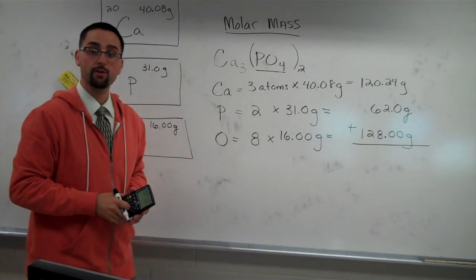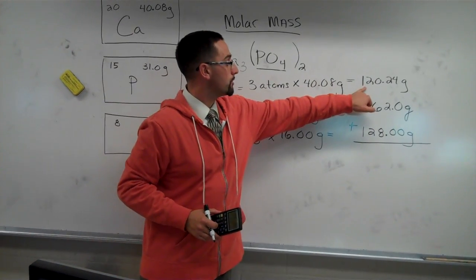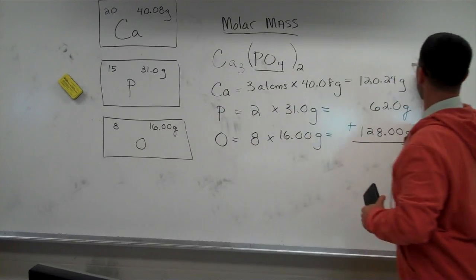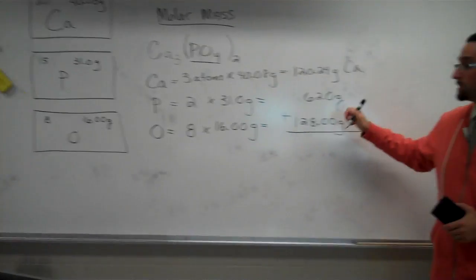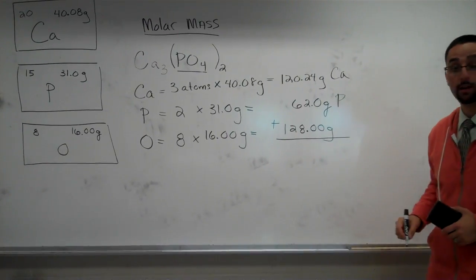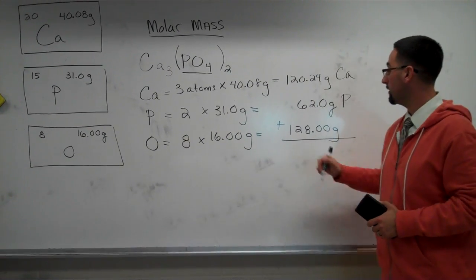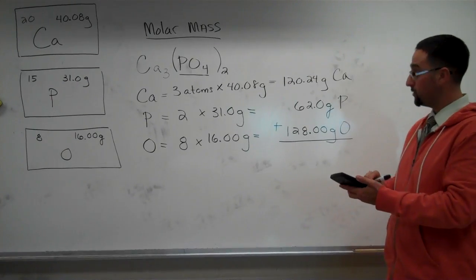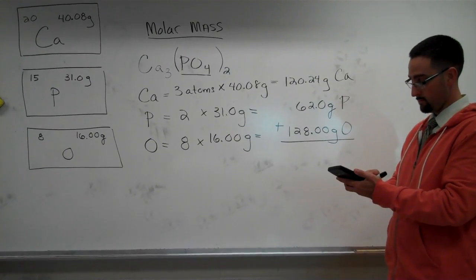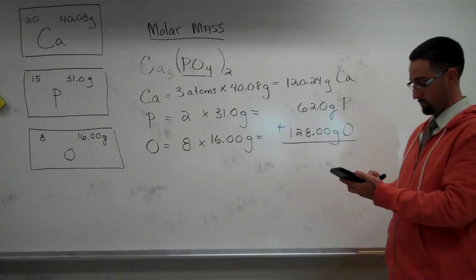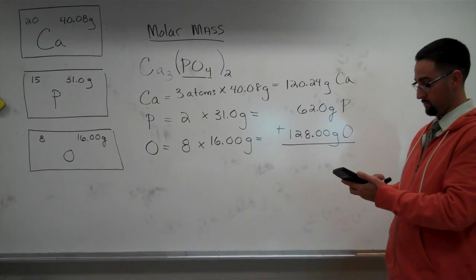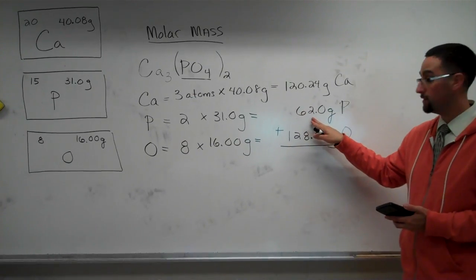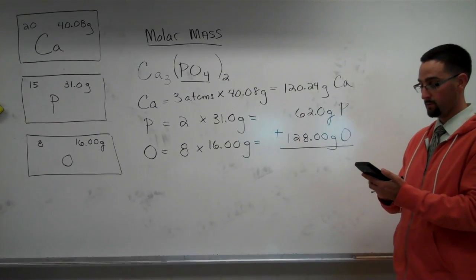Okay, to sort of backtrack here, 120.24 grams is from the calcium, 62 grams is from the phosphorus that make up the compound, and finally 128 grams is from the oxygen. So what we have to simply do here is add up these totals here. 120.24 plus 62 plus 128 grams.